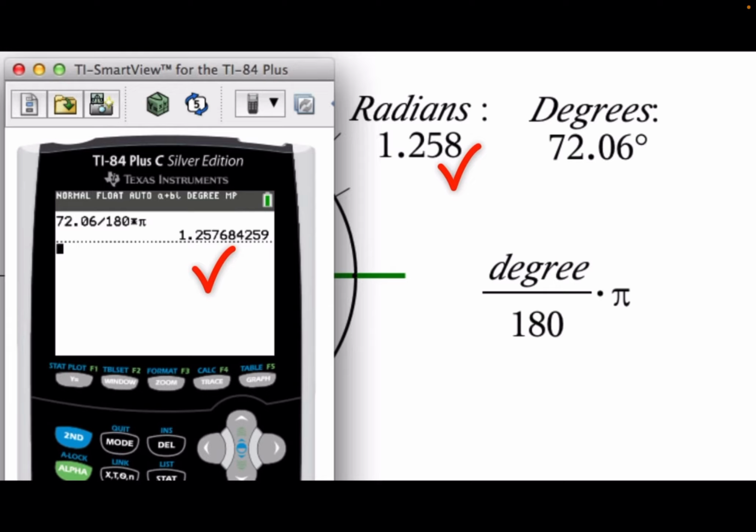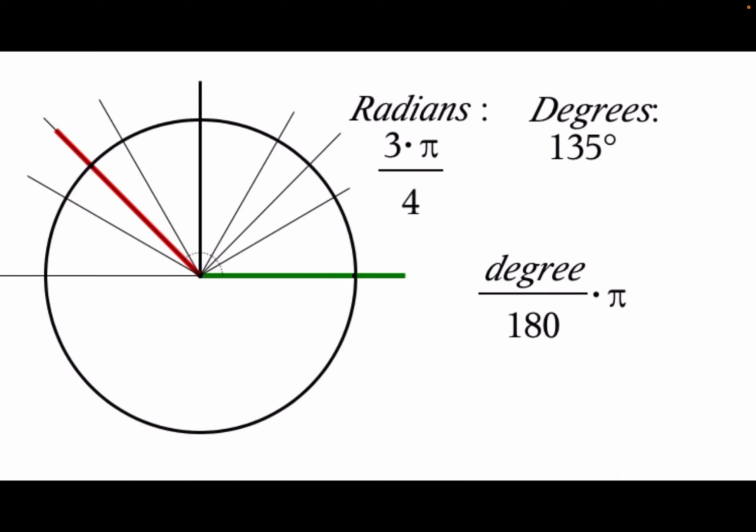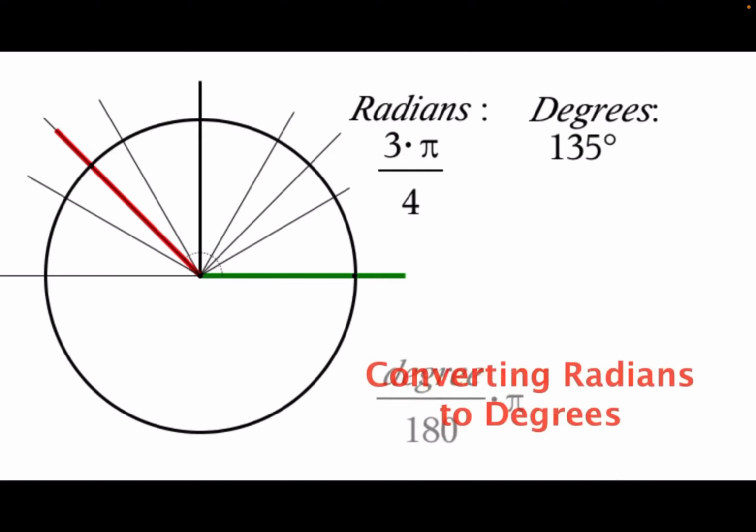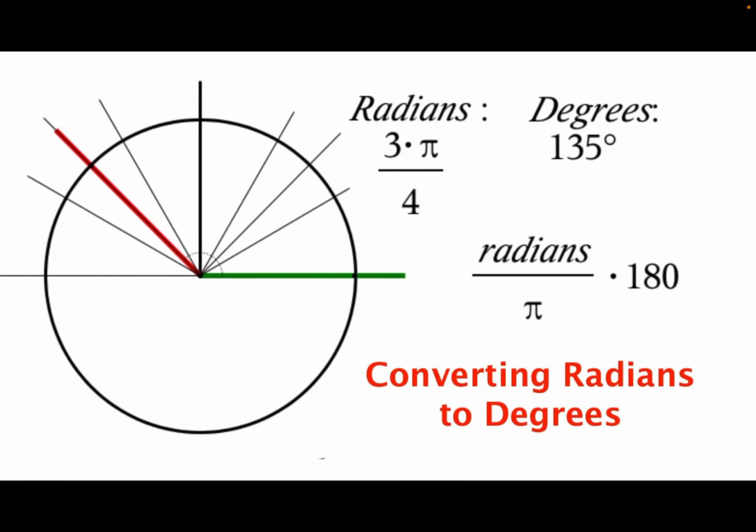1.2576, and that is the angle in radians. Okay, so let's convert between given radians to get a degree measure. Here's the formula for doing that. You take your radians, divide it by pi, and then multiply by 180.